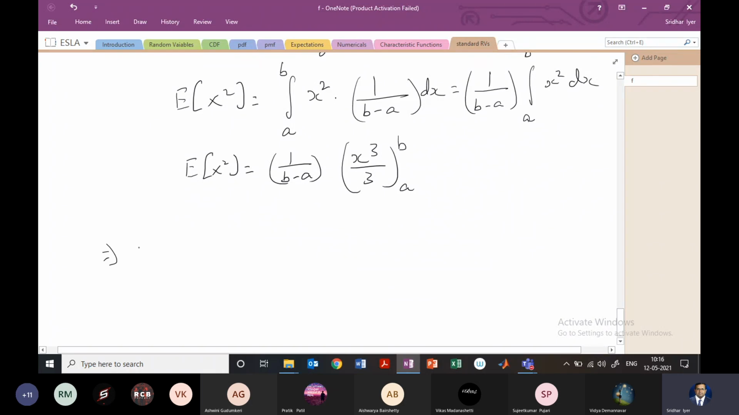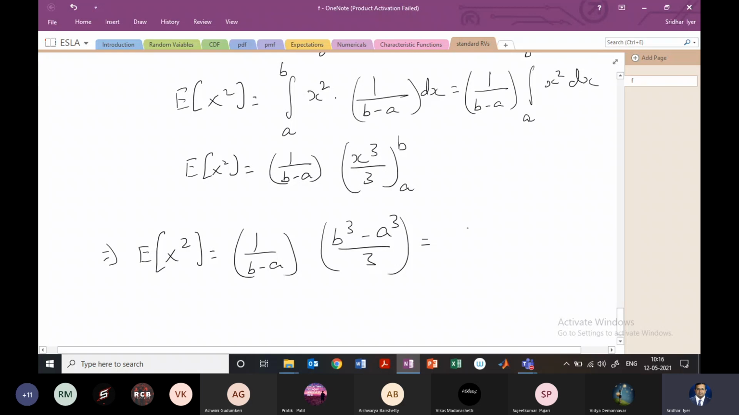So therefore, E of x square will be 1 by b minus a. Now we'll substitute the value. So you'll have b cube minus a cube divided by 3. So now I need to know what is this b cube minus a cube, right?